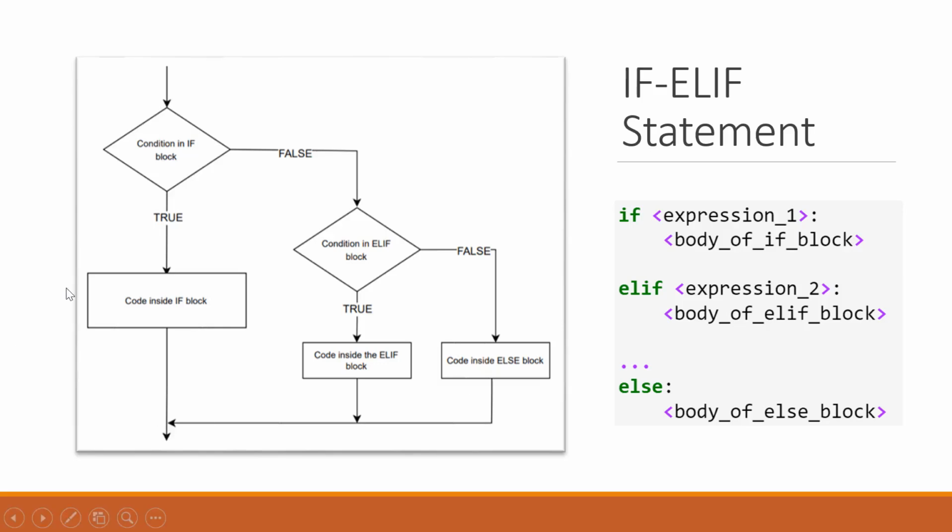Now here you can see the working of elif. So very first will be the expression given in the if statement. So the condition in the if statement will be evaluated. If it turns out to be true, then the code inside the if block will be executed. Now if the condition turns out to be false, then the condition given in the elif block will be evaluated, and based on that, that code block will be executed.